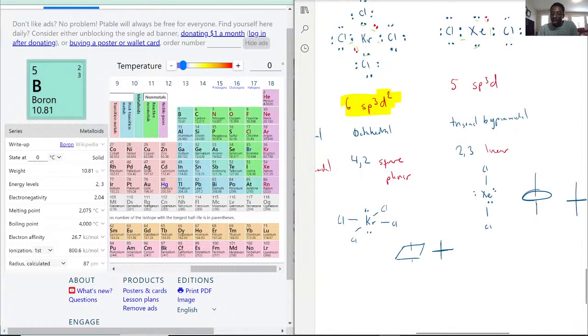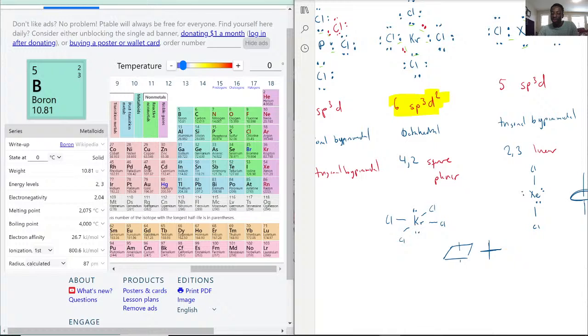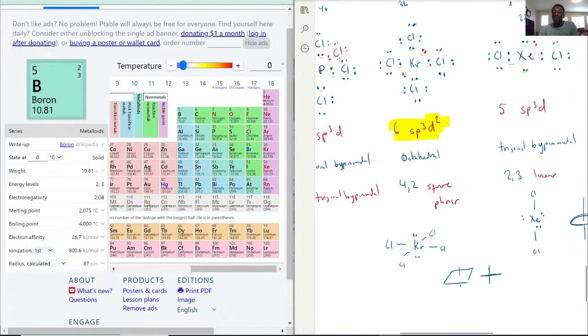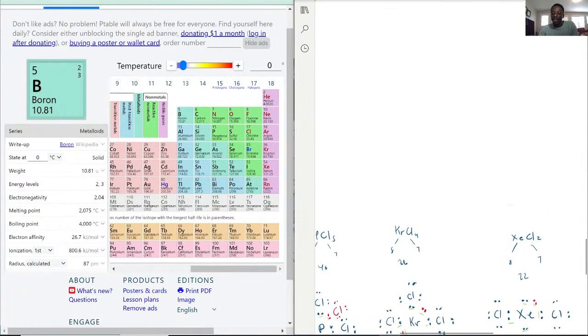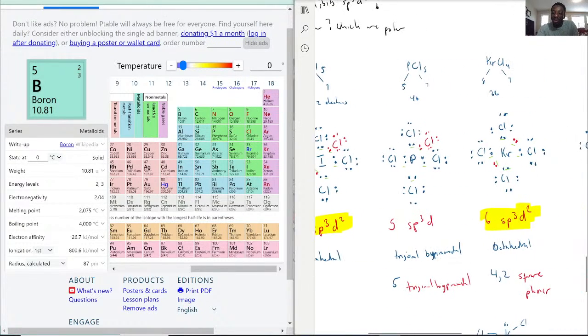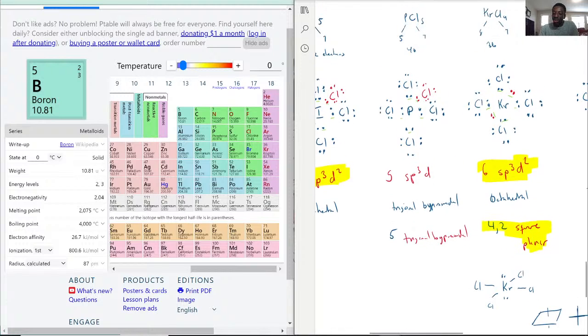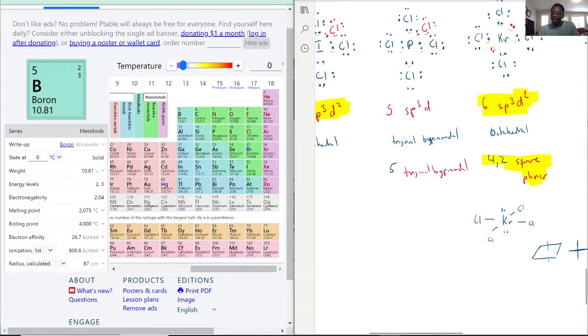you have also a nonpolar molecule because the x-axis cancels each other out and the y-axis cancels each other out as well. I probably signed that wrong. The x-axis cancels each other out and the y cancels each other as well. But yes, this is a square planar for krypton. And one of the questions is actually asking which has a square planar, and that would be this one here, this octahedral shape. So krypton, Cl4 will be the square planar.